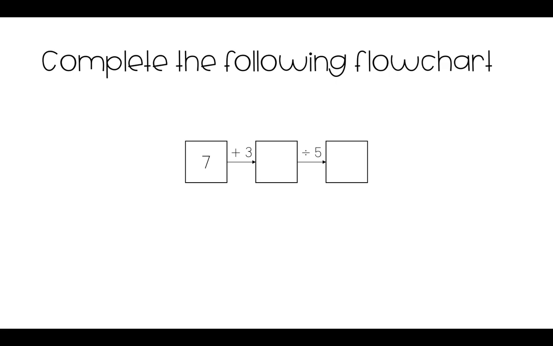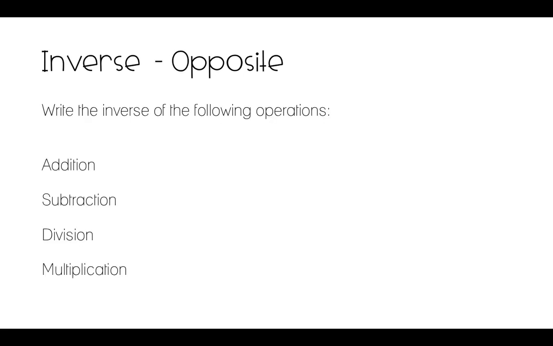Now we can do the same with maths and with expressions particularly. So we're going to follow these flowcharts to find out our answer. So the first thing is 7 plus 3, and 7 plus 3 equals 10. Then we're going to divide 10 by 5, which gives us 2. So we can find the answer through that.